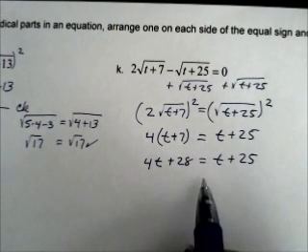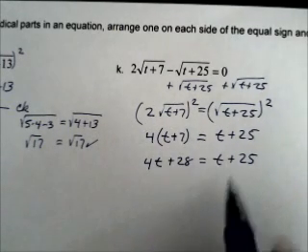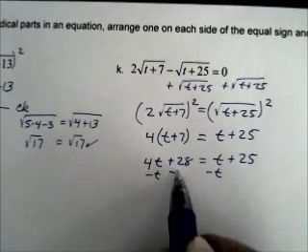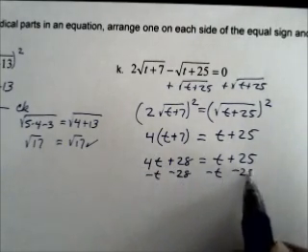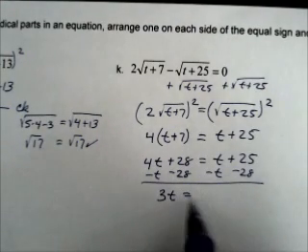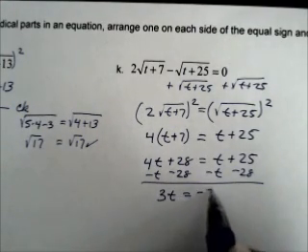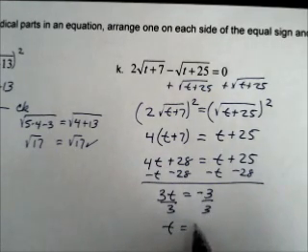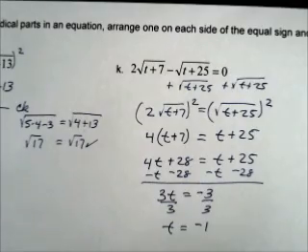Again, it's linear. There's no quadratic term. I'm going to subtract t on both sides. And the same step, subtract 28. So we have 3t is equal to negative 3. Divide by 3, and t equals negative 1. Go back and check in the original equation.